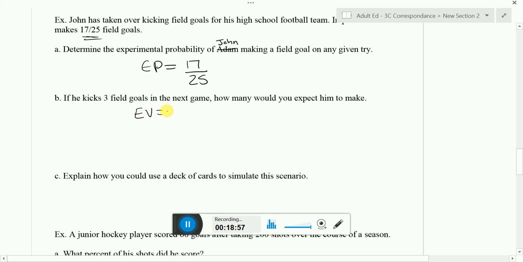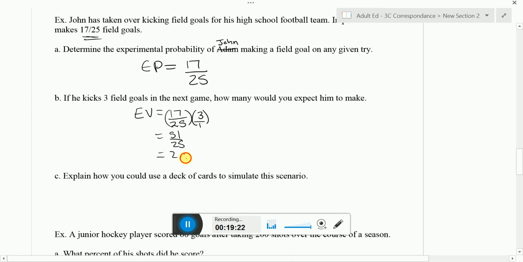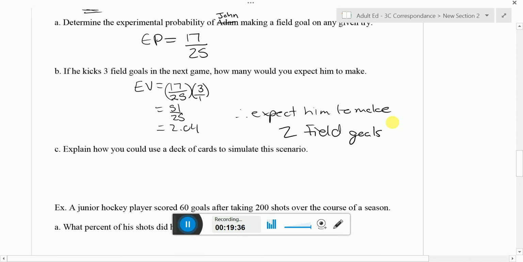His probability is 17 out of 25. He's taking 3 tries. We need to make that 3 into a fraction. 17 times 3 is 51 out of 25. 51 divided by 25 gives us 2.04. And so we would expect him to make 2 field goals.